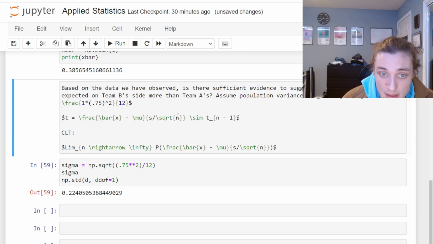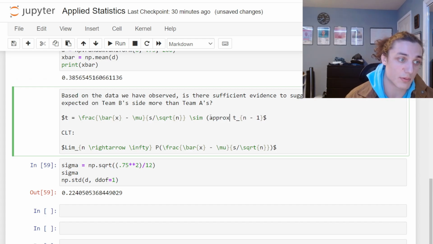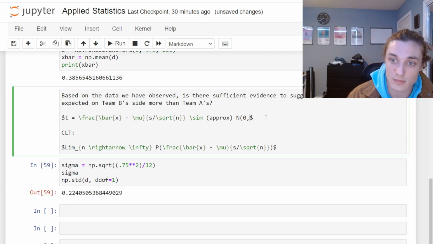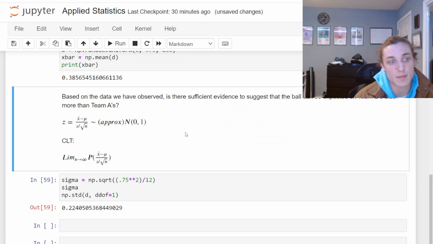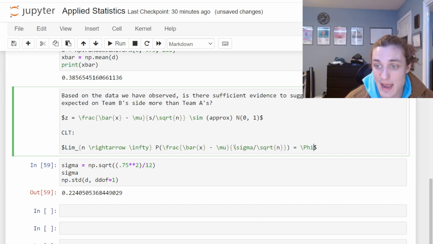So I'm going to say this is distributed approximately. So let's assume now that we don't have the population variance. I'm going to say that this is approximately, and instead of t, I'm going to use a standard normal. So instead of a t-stat, we got a z-stat. It's reasonable to assume this is going to be approximately standard normal. Then in this case, the formal central limit theorem is, instead of s, we actually have a sigma here, and that is equivalent to cap phi of this entire side here.